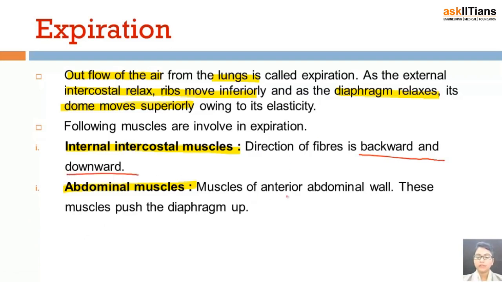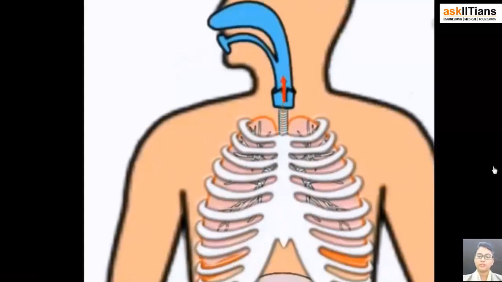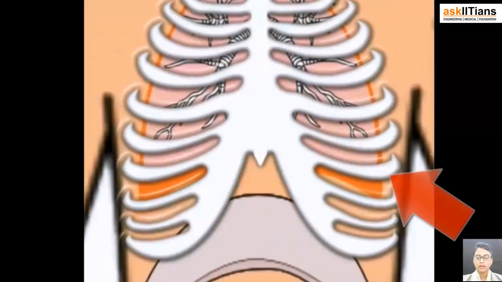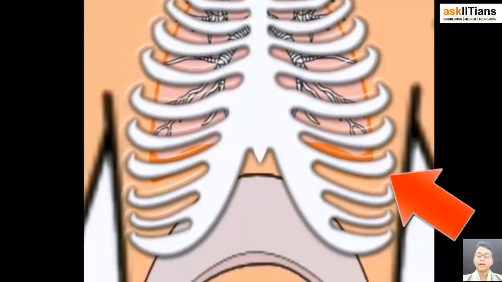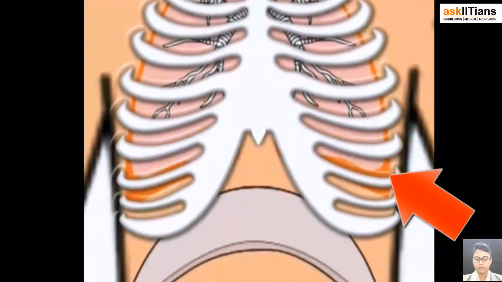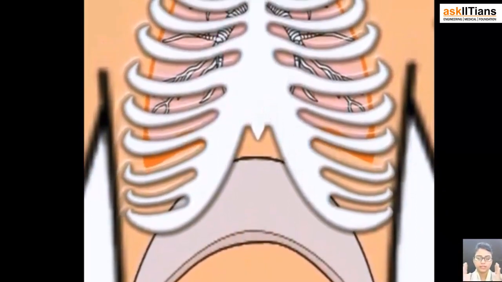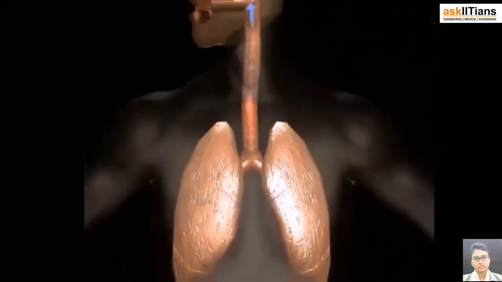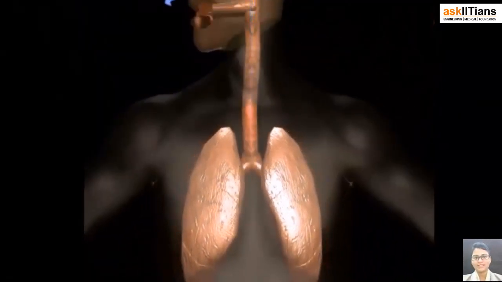Abdominal muscles are the muscles of the anterior abdominal wall. These muscles push the diaphragm up. How? Just look into this video. During expiration, ribs move inwards and downwards, the diaphragm moves up, and the chest cavity is reducing. So this is how expiration is taking place.